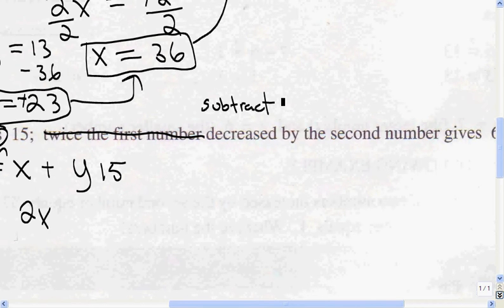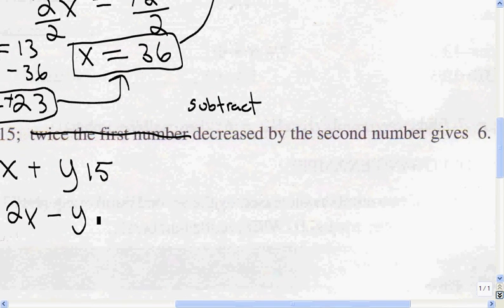Because you're decreasing, you're going down, and when you subtract, you go down, you get less. So subtracted, decreased by the second number. The second number is y. That gives us 6, or equals 6.